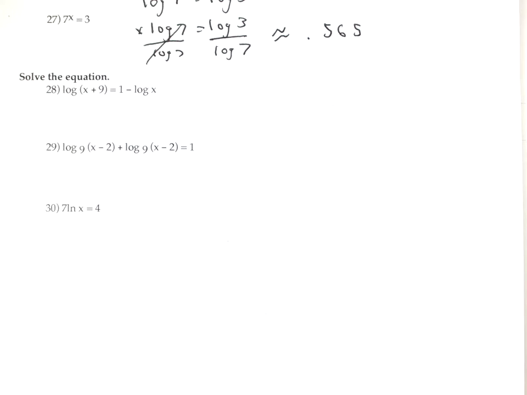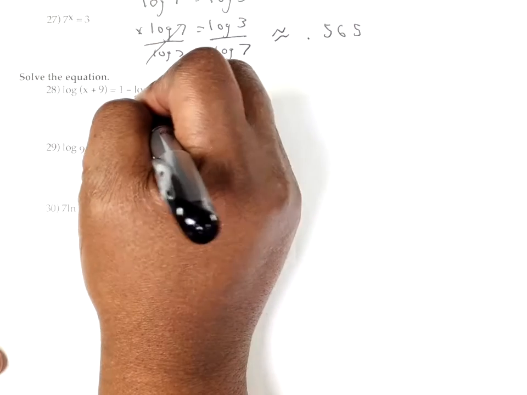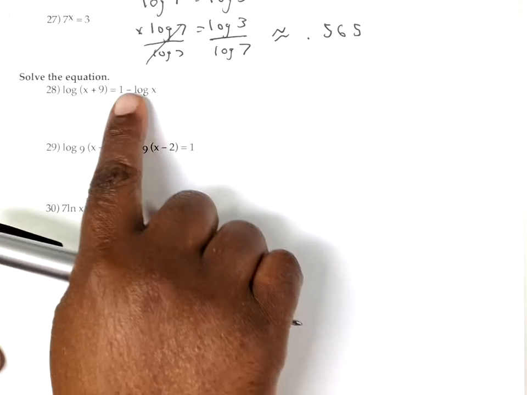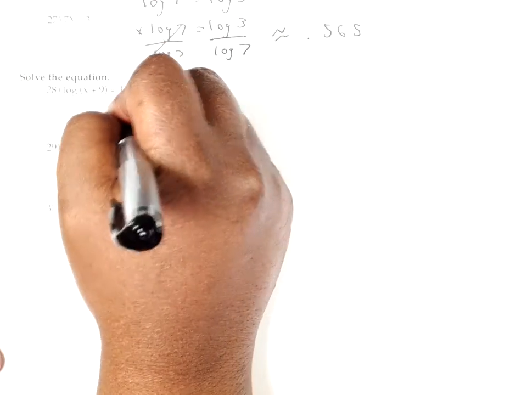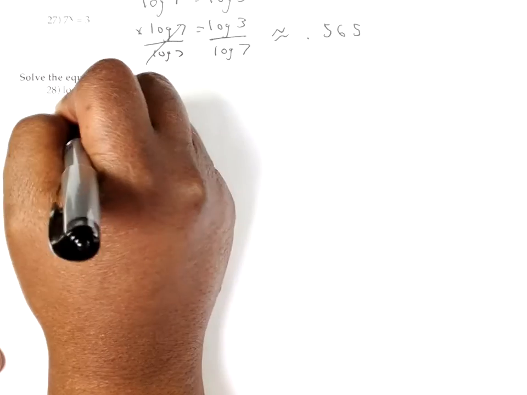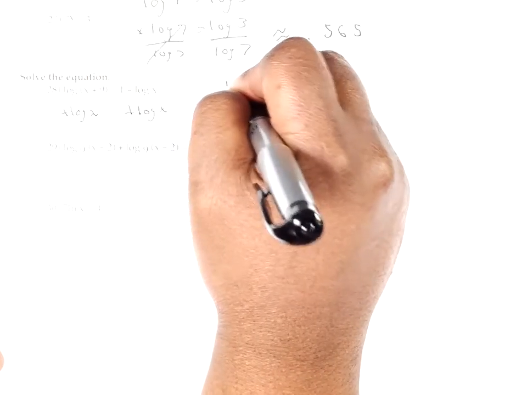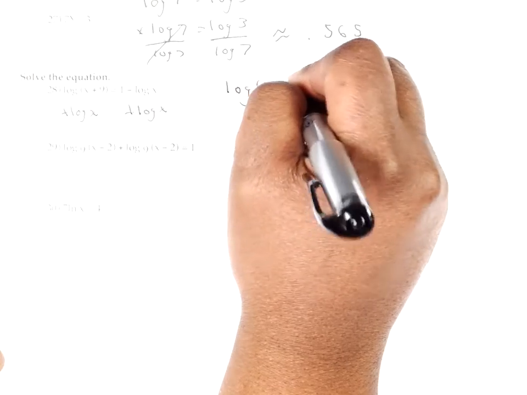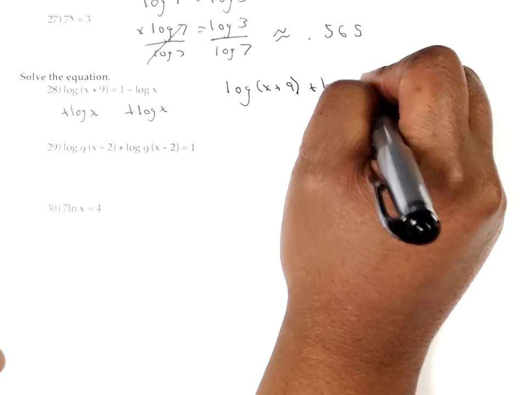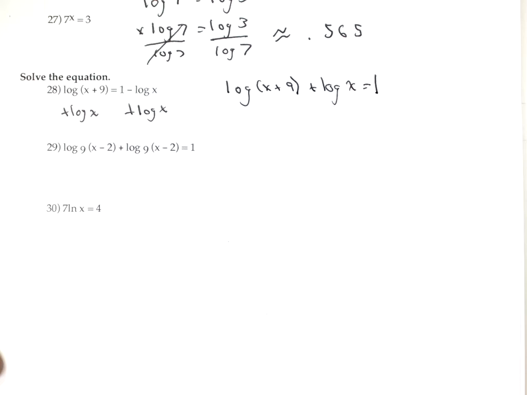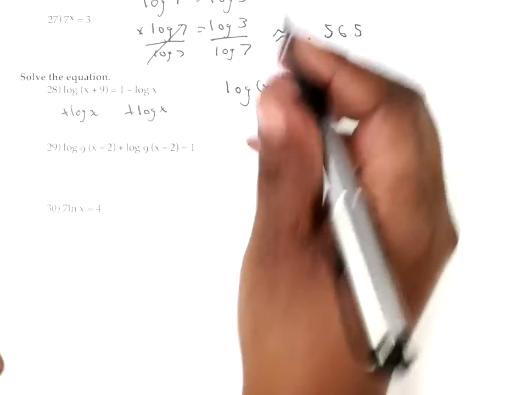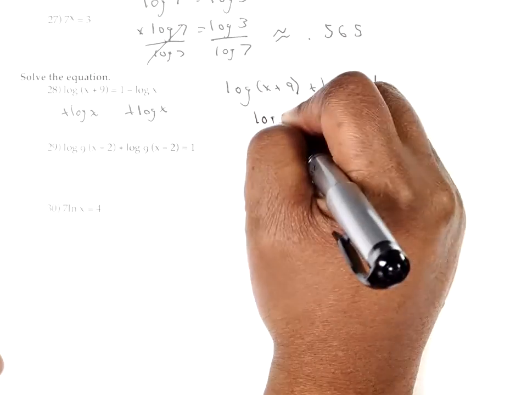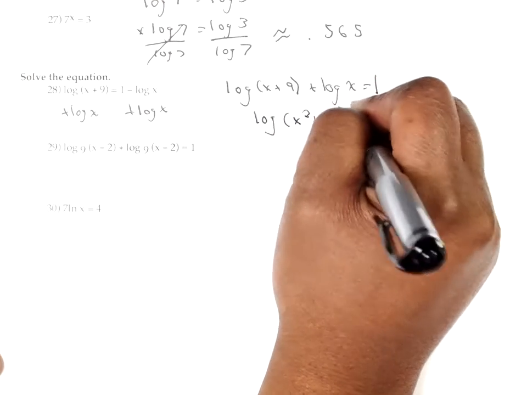So the last 3 are solving logarithmic equations. I'm going to move this around a little bit because this term doesn't have a log, this does, and this does. So I'd rather get the logs on the same side, so I'm just going to add the log of x to both sides. So I get log of x plus 9 plus log of x is equal to 1. Now I can put those together into a single logarithm, so that addition, when you put it back together, becomes multiplication. So that gives me the log of x squared plus 9x equals 1.